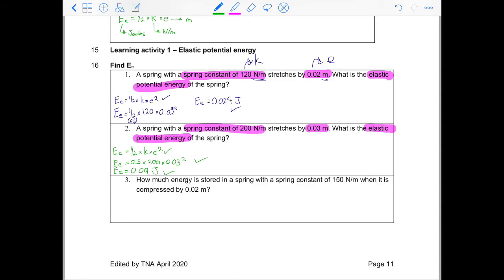So for the next question, again, doing the same thing. Pausing the video, giving that third question a go, and then we'll go over the answers in a moment. So question 3, again, start with highlighting what you know. So how much energy, that's what we're looking for, is stored in a spring. So we know it's elastic potential energy because we're talking about a spring with a spring constant of 150 newtons per meter. We don't have to convert that. Compressed by 0.02 meters. Again, meters already in the right unit.